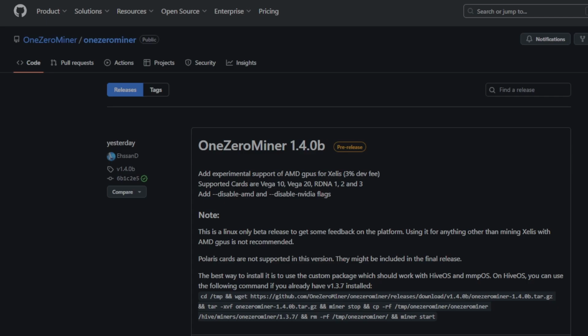On Sunday morning, Onezero miner released an update, 1.4.0b, and it added experimental support of AMD GPUs for XELIS, and it supports basically everything that's not Polaris, all the latest RDNA cards from the 5700 XTs to the latest 7900 XTX, Vega 10, Vega 20, along with Radeon 7s and a lot of the miner supported cards. Basically, the only thing that doesn't work on it is Polaris.